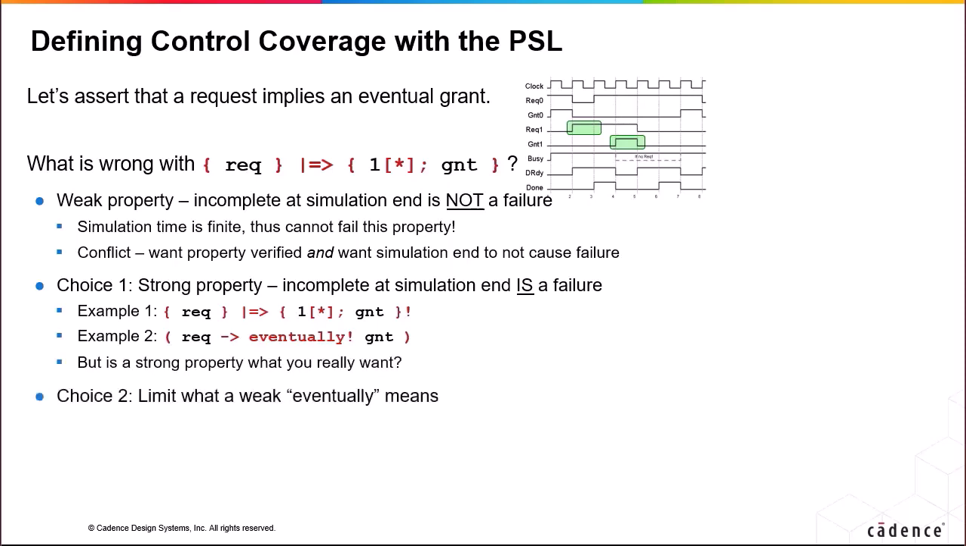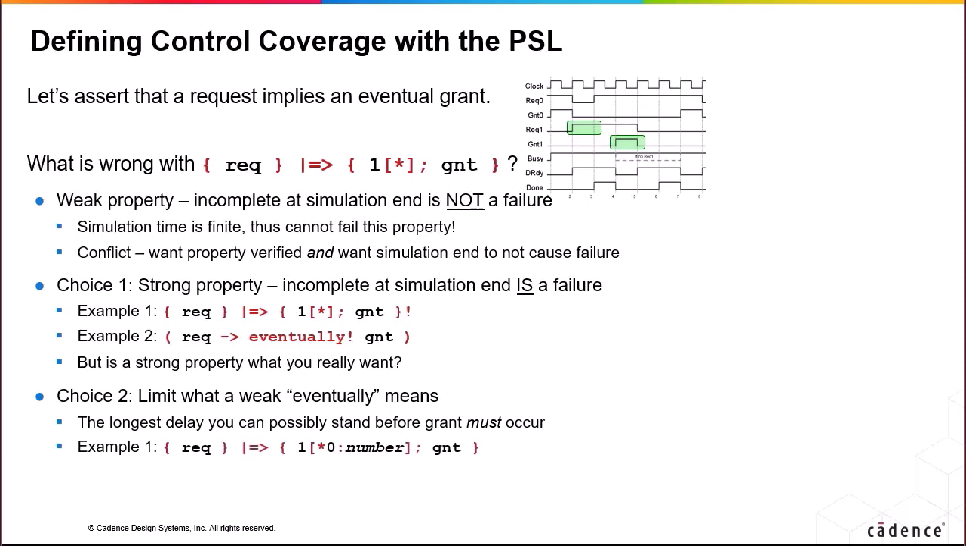To verify the property, we could keep it as a weak property, but put some upper limit on the eventually part. That limit can be the longest delay you can possibly stand before the grant absolutely must occur. To put an upper limit on the eventually part, you can define your own range as a cycle-delayed weak sequence. The Property Specification Language does not have a weak eventually property operator.